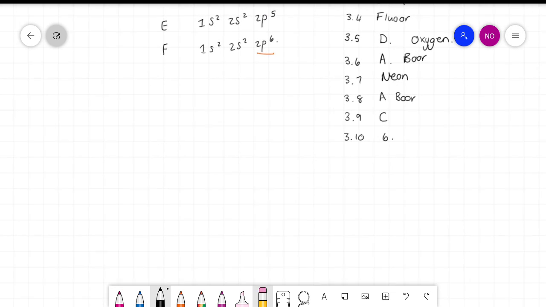Good. Natural chlorine consists of chlorine 35 and chlorine 37. Write down the SP notation for chlorine 37. Jy, daai 37 het niks te doen met sy SP notasie nie. Okay? Ek het dit nie nou maar gesê nie. Elektron konfigurasie en SP notasie is dieselfde ding.